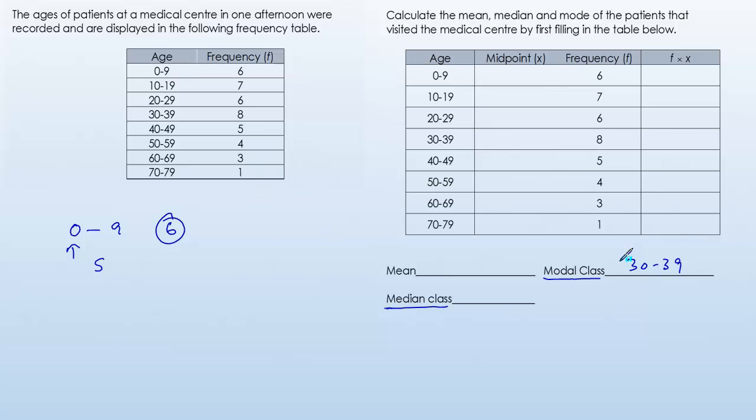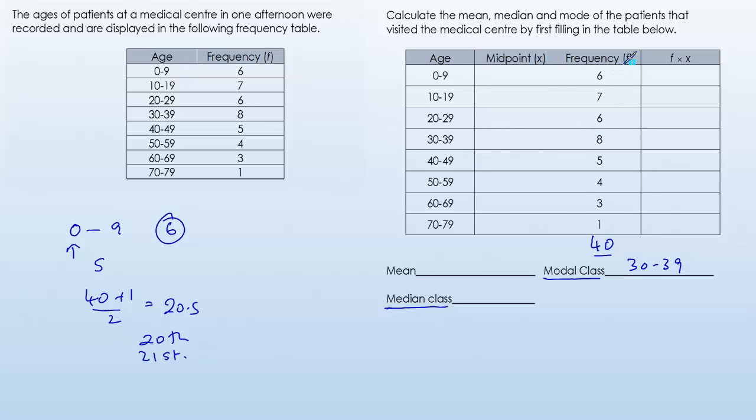Now for the median, we need to add up the number of pieces of data. So let's do that. 6 and 7 is 13, so that's 19, 27, 32, 36, 39, 40. So we know we have 40 pieces of data. 40 add 1 is 41, divided by 2, that's 20.5. So we want to try and find out whereabouts the 20th and 21st pieces of data are.